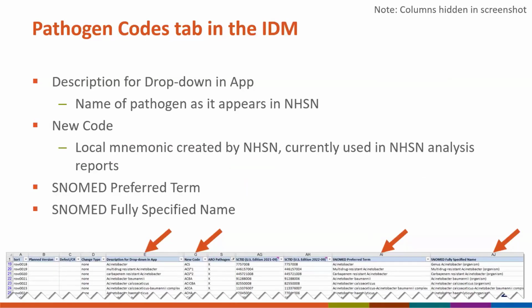Going over some of the columns in the IDM, the description for dropdown in app column is the name of the pathogen as it appears in NHSN. The new code column is a local mnemonic created by NHSN, which is currently used in NHSN analysis reports. We also have the SNOMED preferred term and SNOMED fully specified name in this tab.